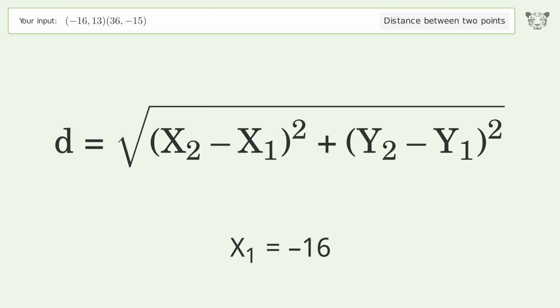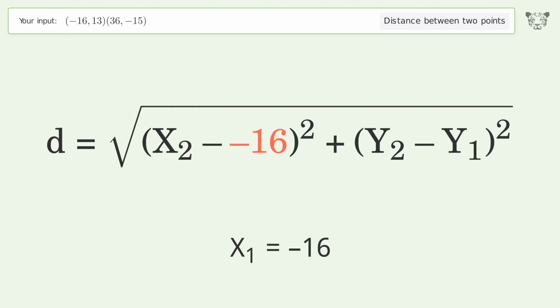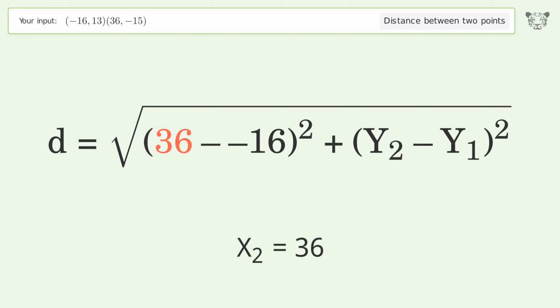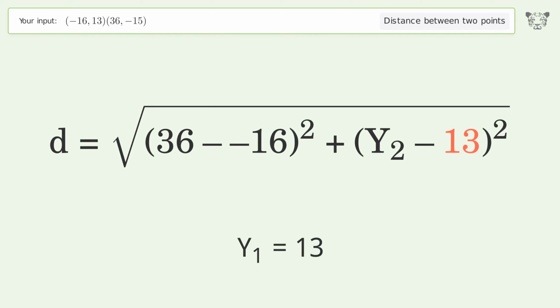x1 equals -16. x2 equals 36. y1 equals 13. y2 equals -15.